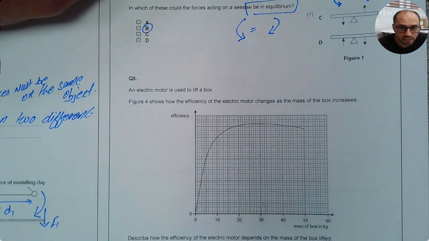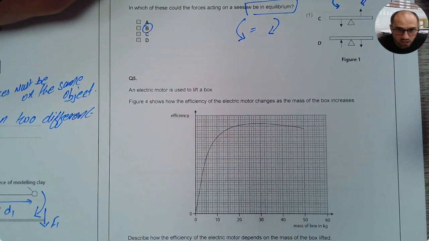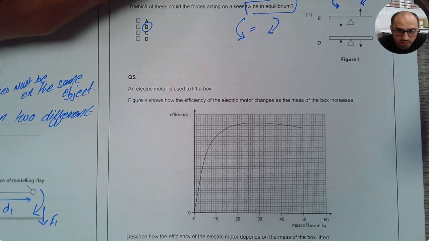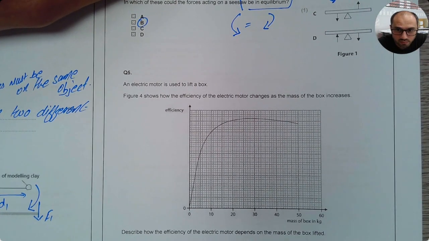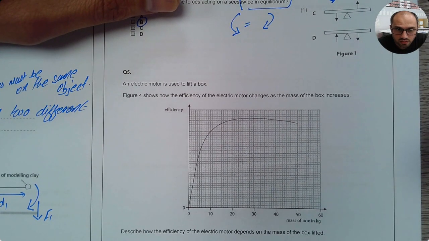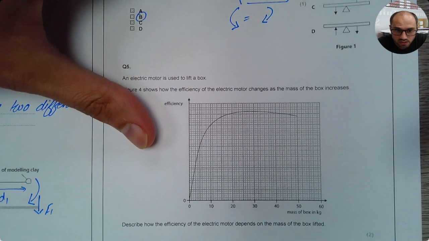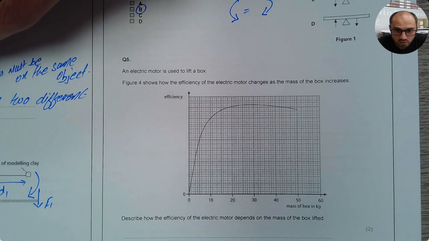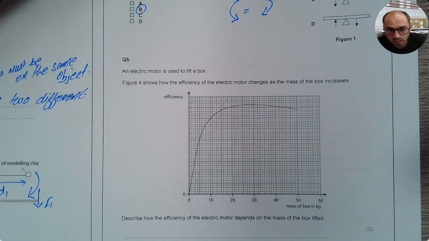Next says an electric motor is used to lift a box. Figure 4 shows how the efficiency of the electric motor changes as the mass of the box increases. Describe how the efficiency of the electric motor depends on the mass of the box lifted.